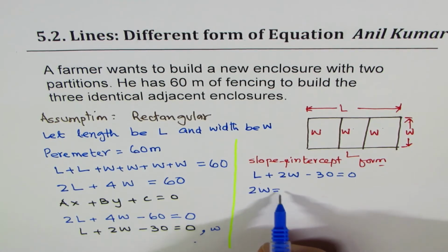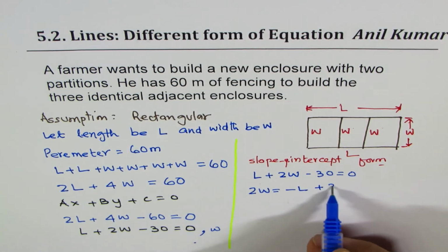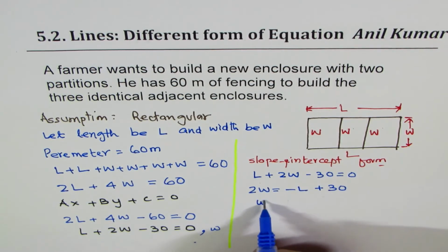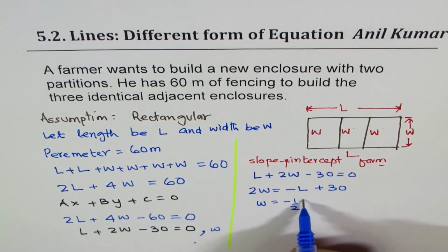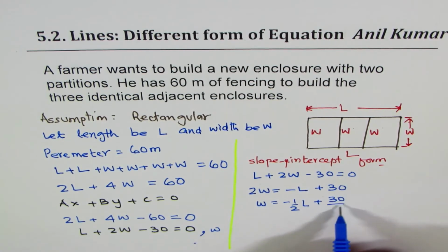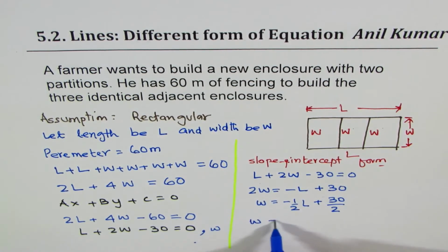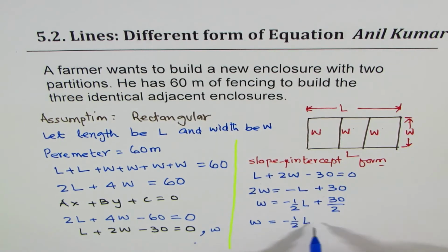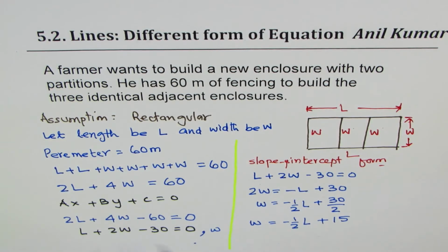So we get 2W equals minus L plus 30. Dividing by 2, I get W equals minus half L plus 30 divided by 2, or we can say W equals minus half L plus 15, correct? So we have this situation represented in both forms. Do you see that? So we could write this equation in one form and translate to the other. In the given situation, it was easier to get the standard form first, but there are no restrictions, correct?